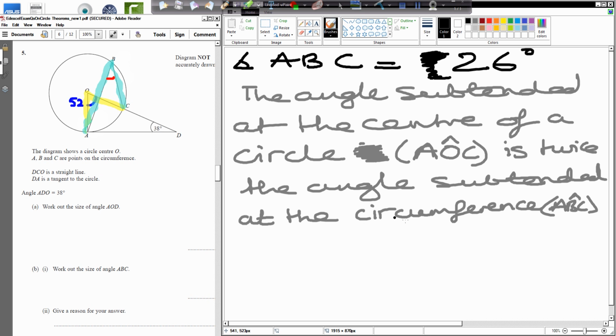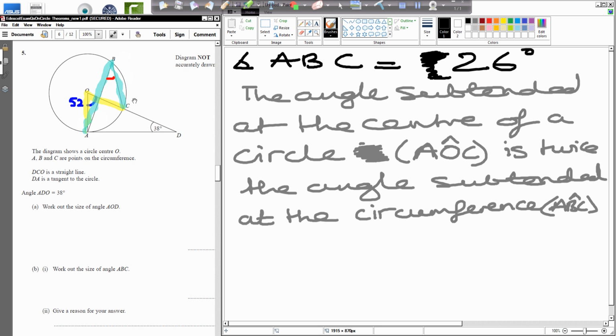And I'll give the reason for your answer. So it wasn't actually what I mentioned first. Angles in the same arc of a circle are equal. That's rule number one. This is rule number two: the angle subtended at the center of a circle is twice the angle subtended at the circumference. That's another version of it. That's the end of question number 5, all parts done. Next question.